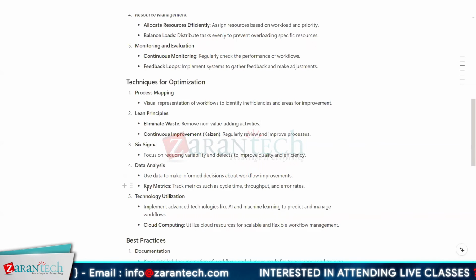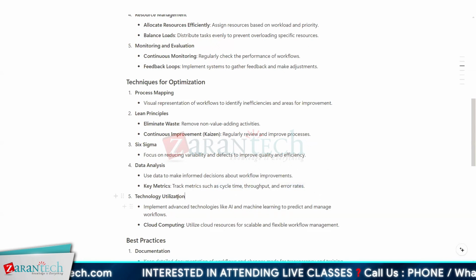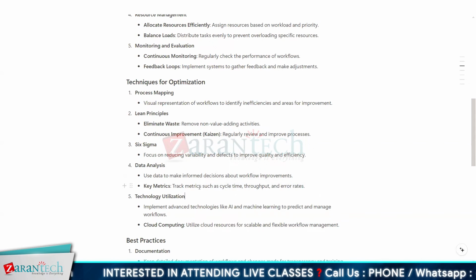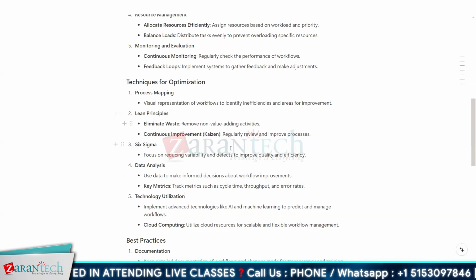Then we have key metrics here. So track metrics such as cycle time, throughput, and error rates. So we are required to track these metrics, and the kind of metrics we have are the cycle time, throughput, and error rates.